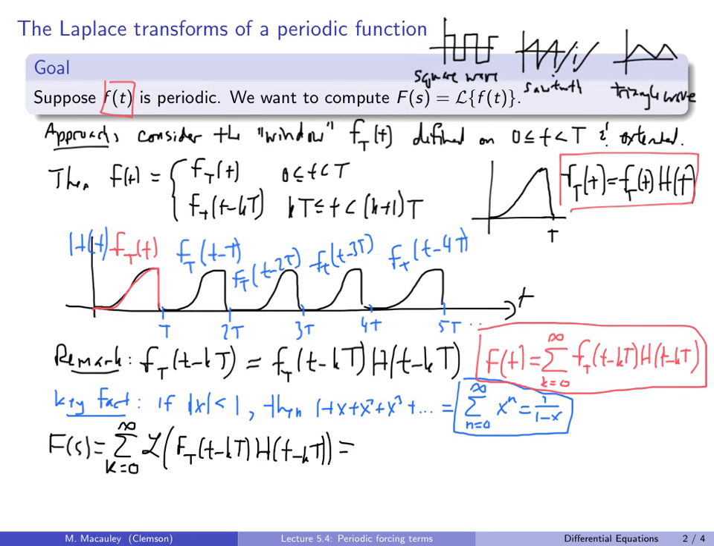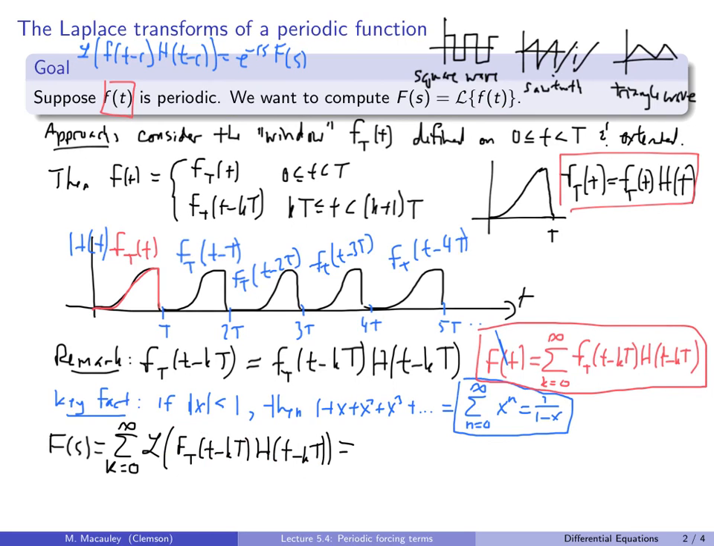And now remember, we have a formula for how to compute this. It's just the Laplace transform of this thing shifted by e to the minus cs. Let me write up why that is. Recall that the Laplace transform of f of t minus c times h of t minus c equals e to the minus cs times F of s. I told you this would be useful, so we're just applying this formula down here.